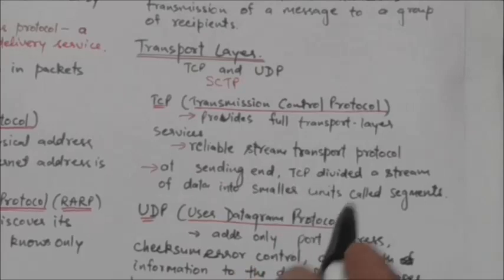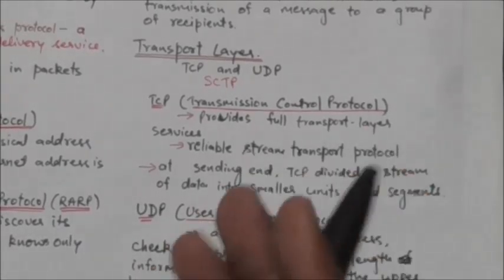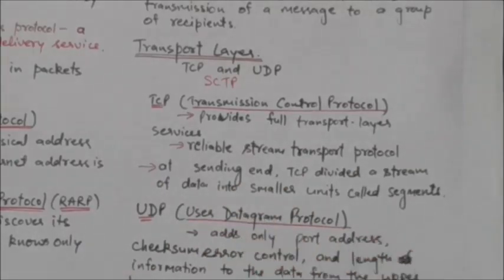And what happens at the sender? At the sender, TCP divides a stream of data into smaller units called segments, and each segment includes a sequence number. And these segments are carried across the internet inside IP datagrams.